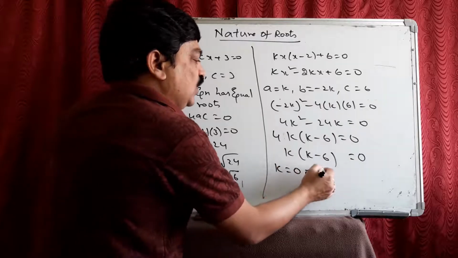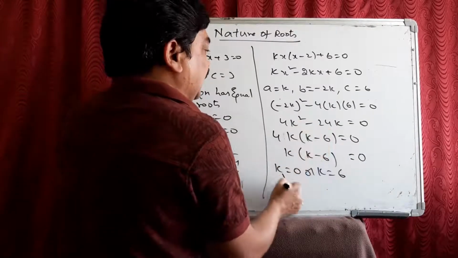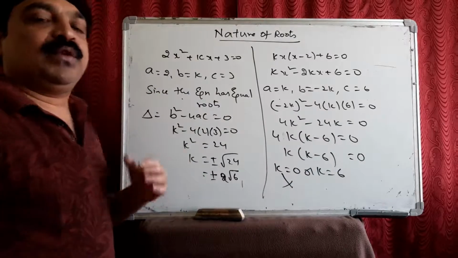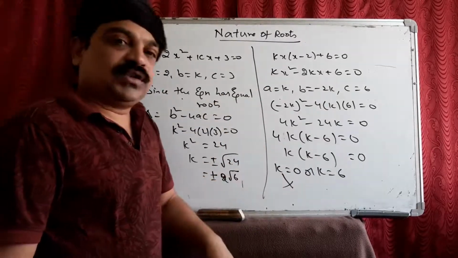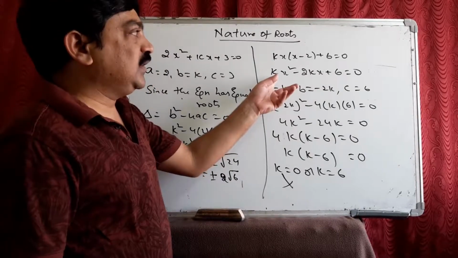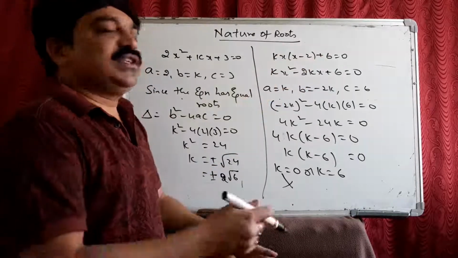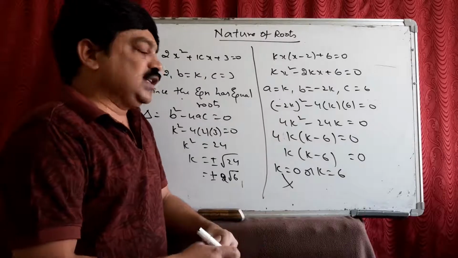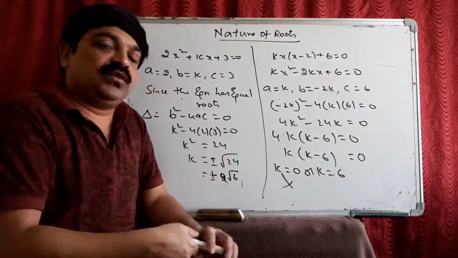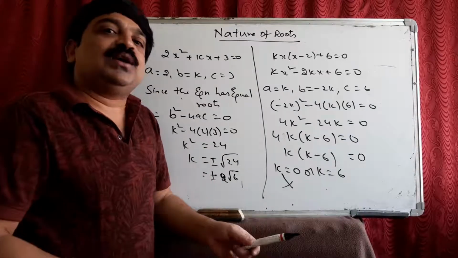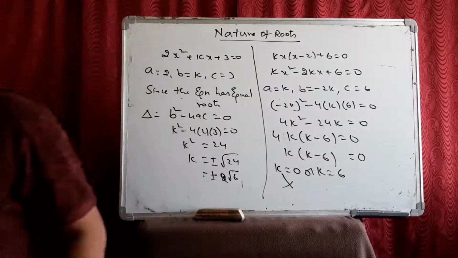Either k is 0 or k equal to 6. But k is equal to 0 we don't take. Why? Because when k is equal to 0, it won't become a quadratic equation. It becomes a line. Agree? It becomes a number. The equation does not exist. So k equal to 0 is not the answer, but you have to show that k equal to 0 exists, but it is not the solution. Okay? Next question.